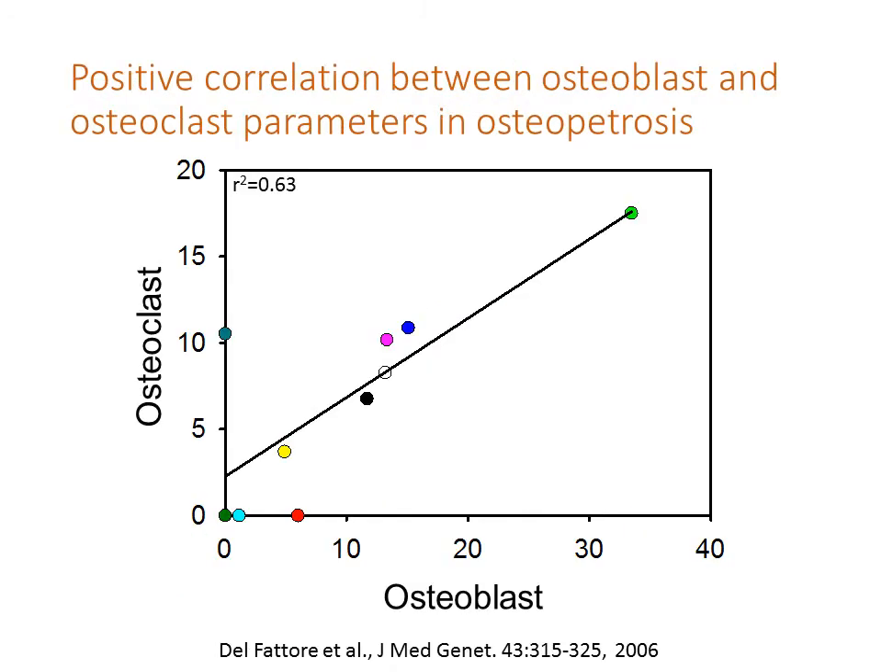And osteopetrosis, once again, was important to demonstrate the correlation between the osteoblast and the osteoclast parameters. In fact, you see here that when the osteoclast number is low, also the osteoblast number is low, and when the osteoclast number is high, also the osteoblast number is high.